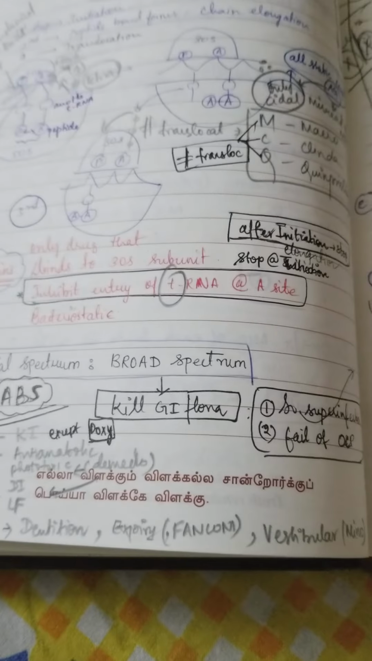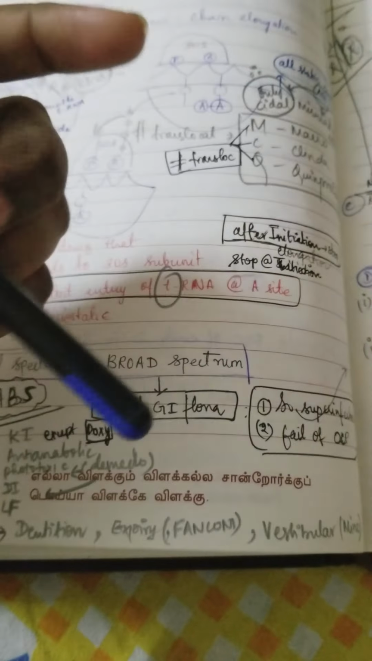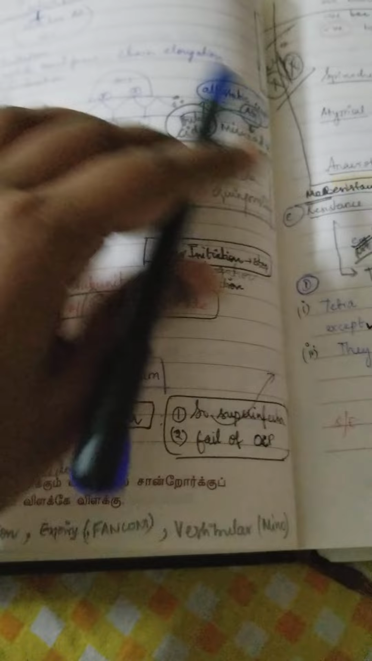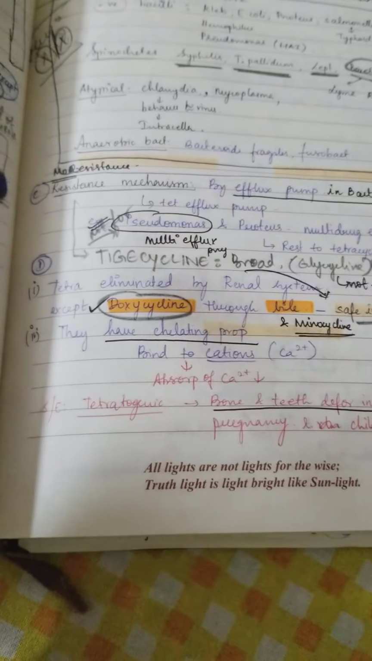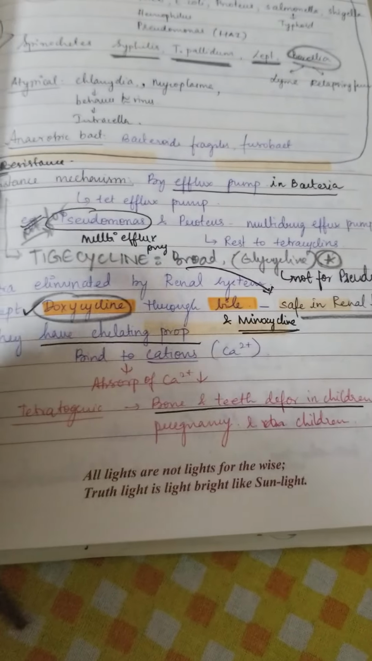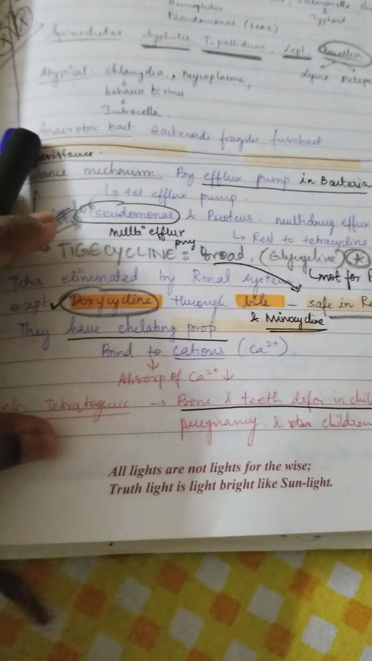We know that the drugs are doxy, demeclo, mino, TG. Now these three drugs are very important: doxycycline, minocycline, and tetracycline. Why? Because all the other drugs are excreted via kidney, but doxy, mino, and TG, that is DTM or DMT, whatever you want to call it, are excreted via bile, so they're safe in renal failure.